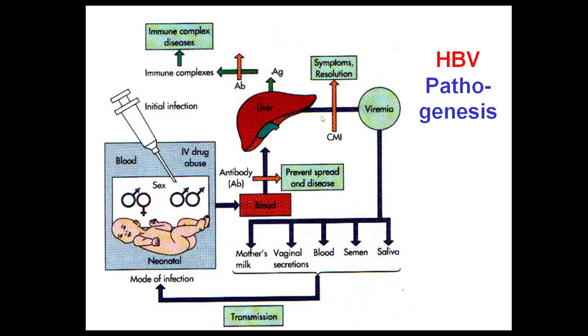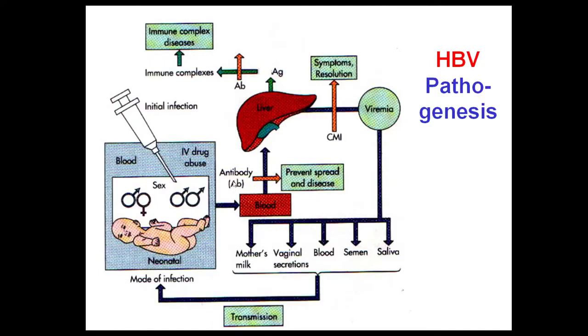So then the release of the DNA particles causes viremia, and because of this viremia, the virus can be found again in any secretion in the body that may cause infection, including neonatal infection. And it is also very common in blood, in those who need blood transfusion or organ transplantation, or intravenous drug users, where the virus may be injected directly into the bloodstream.